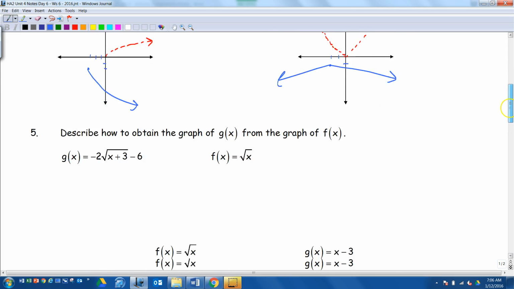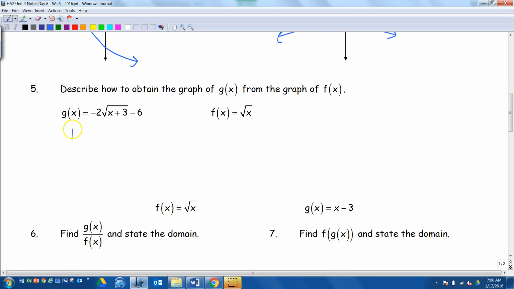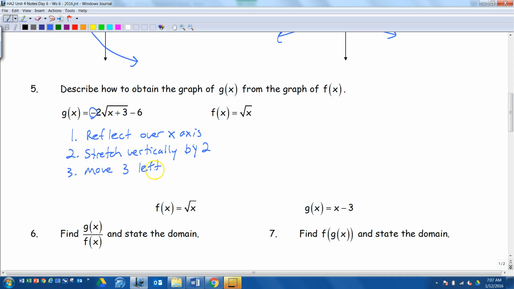Okay. Next, we're going to just list the steps required to go from here to here. The first step, I always reflect over the x-axis. If there's a negative sign there, don't always do it, but if it's there, do that first. Next, we are going to stretch it vertically by 2. Then I'm going to move it 3 to the left, and finally I'm going to move it 6 down. Okay, and that's the answer for 5.